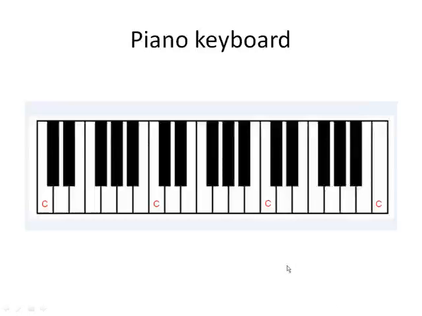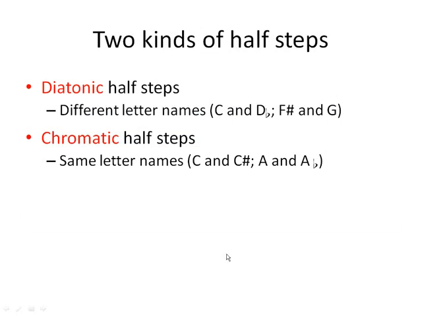Since we've thrown accidentals into the mix, we can now talk about 2 different kinds of half steps, diatonic and chromatic. Diatonic half steps have different letter names, for instance C and D flat, or F sharp and G. Chromatic half steps have the same letter name, for instance C and C sharp, or A and A flat.